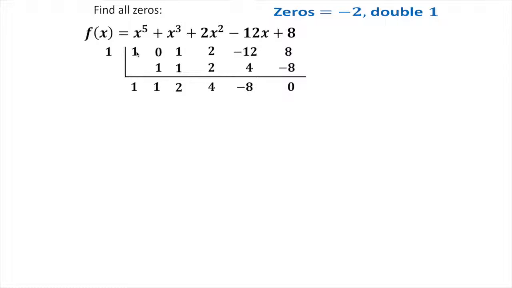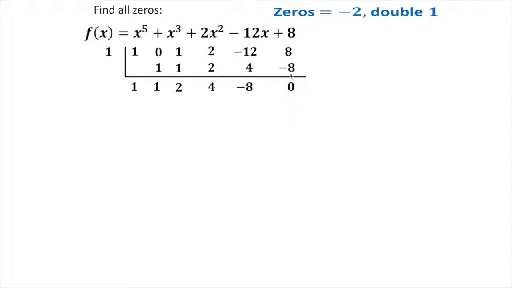Just a quick reminder, what we do is we bring down our first term. Then we multiply these two. 1 times 1 gives me 1. Then I combine these two. Then I multiply. 1 times 1 gives me 1. I add these two. This gives me 2. 1 times 2 gives me 2. And I keep going all the way down.